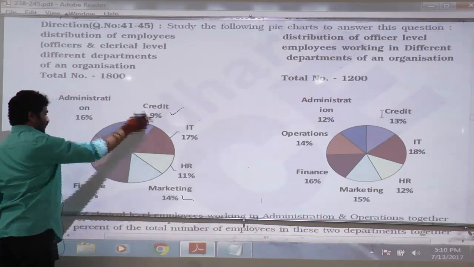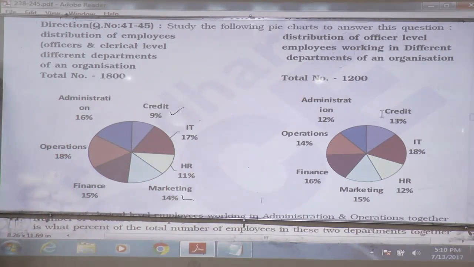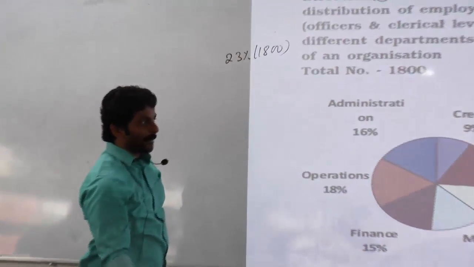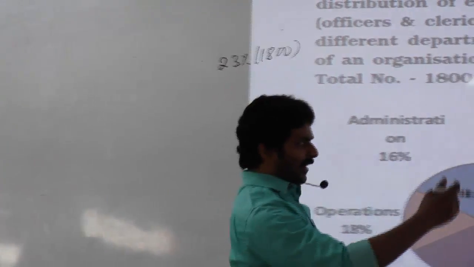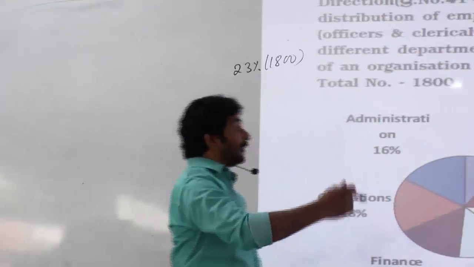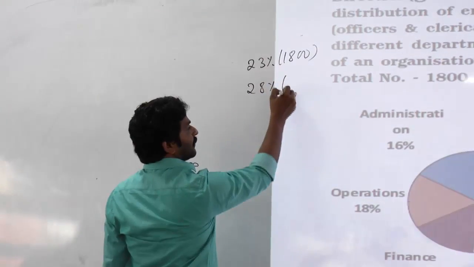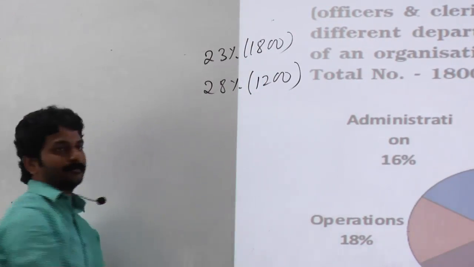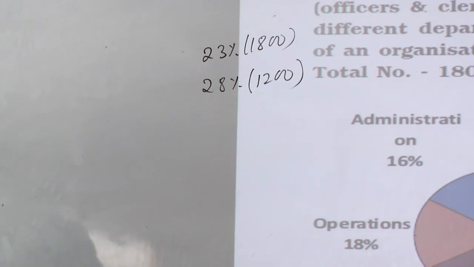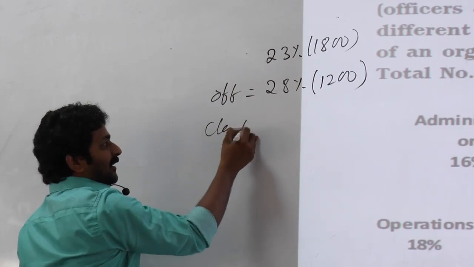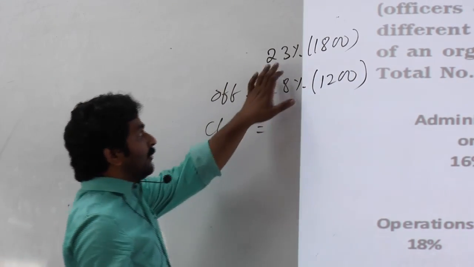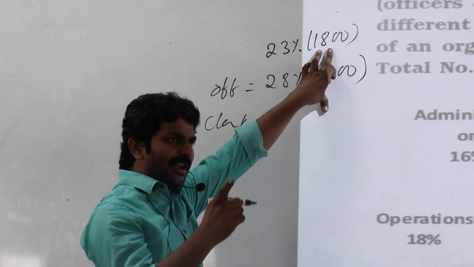So how much is this percentage wise? 23%. So 23% of 1800 total employees, and there it is, marketing and credit, total it is 28%. 28% of 1200. These are officers, and if you take the difference, then you'll get clerical employees. 23% of this. I think we have already calculated 23%.